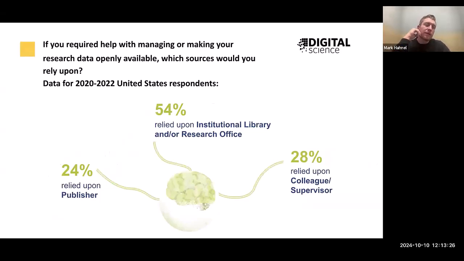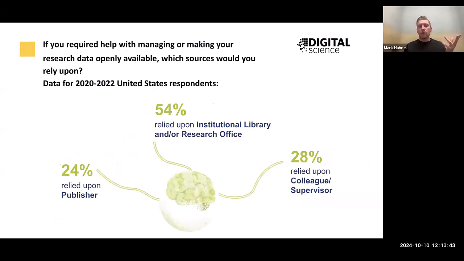When we look at the survey, we see that a lot of researchers do rely upon publishers. Some rely on colleagues and supervisors, and a lot rely on the institutional library or research office. So there are different places where researchers are going to.